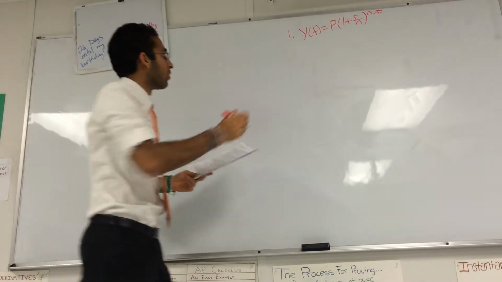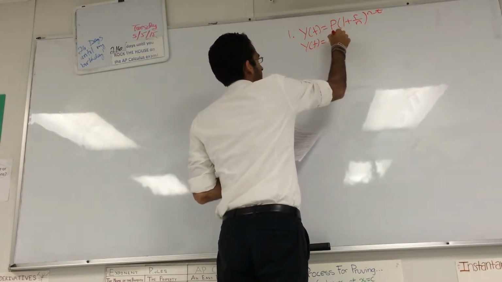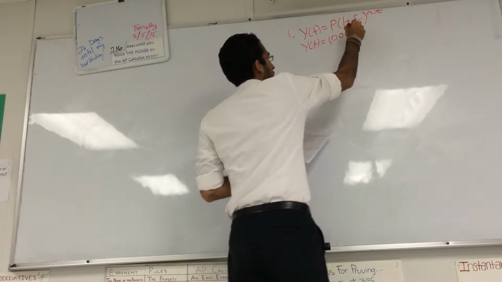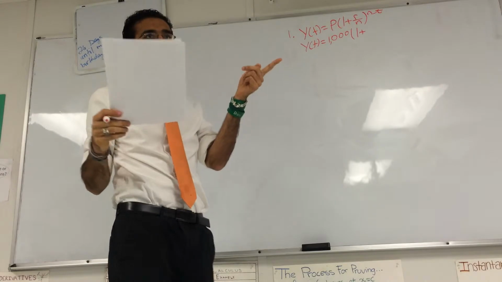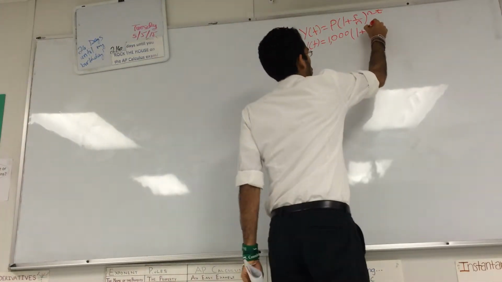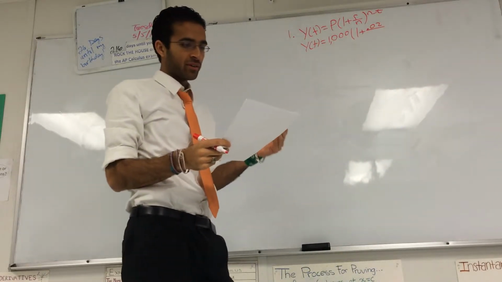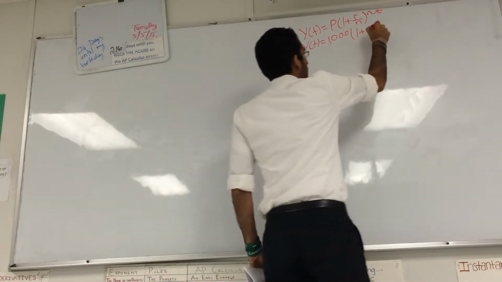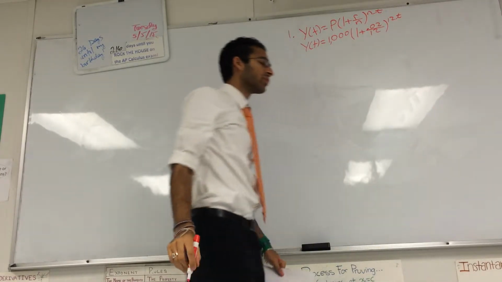Let's plug in what we know. Well, Y(T), whatever money I have, principal is 1,000. I start with $1,000 times 1 plus r. There's a 2% interest rate. Got to write that as a decimal, 0.02. n in this case will be, well, it's monthly, so 12. Raise it to the 12t power, to the 12 times t.